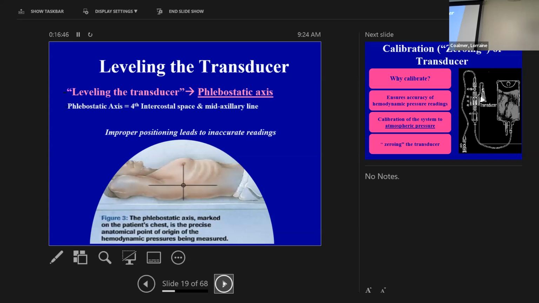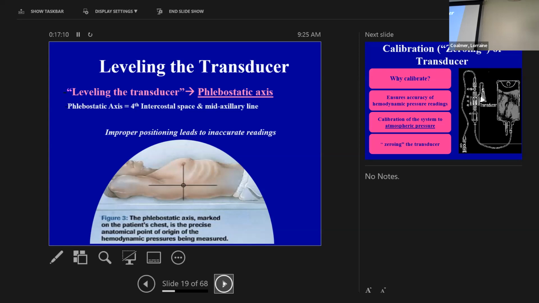So what I need to do is level the transducer to the phlebostatic axis. Everybody got that? Because that's making the estimate. You're at the atria, so it's a reference point. So everybody's at the same reference point. This blue button that I just put on here, the dead ender, that's where you're going to put the level. So let's just start with that.